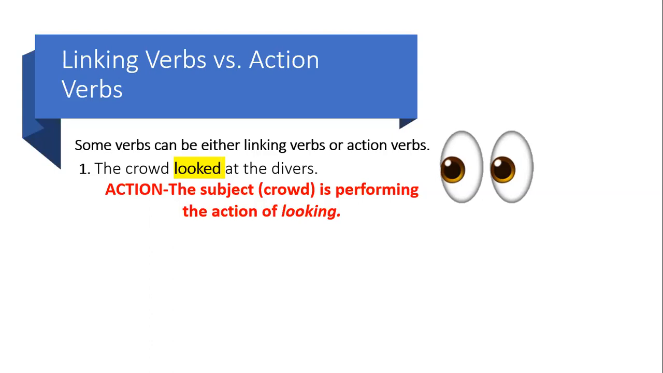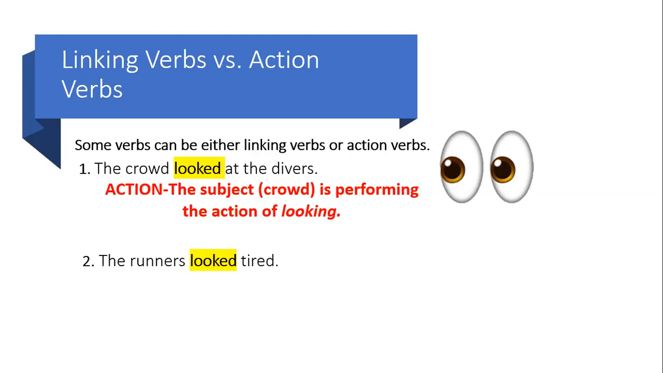So I know that it can be a bit confusing, but just think of it. Is that something that I can do? Looked, can I stand in front of someone and just look at them? Yes, if you can do that, then you're acting it out. You are performing the action. So in that case, it's not a linking verb. It would be an action verb. Let's go to the next example.